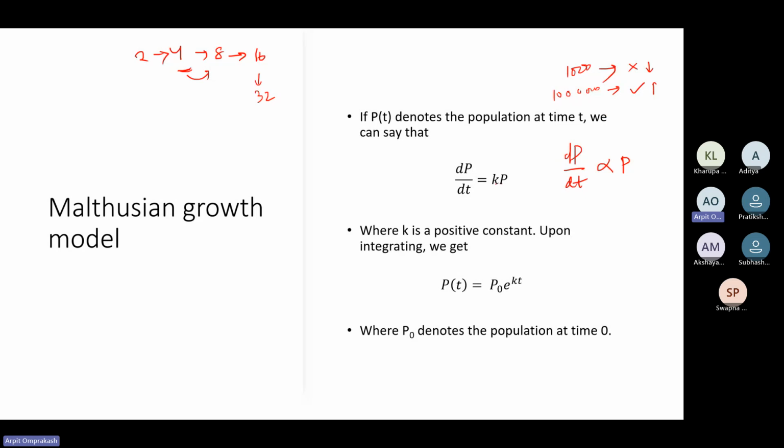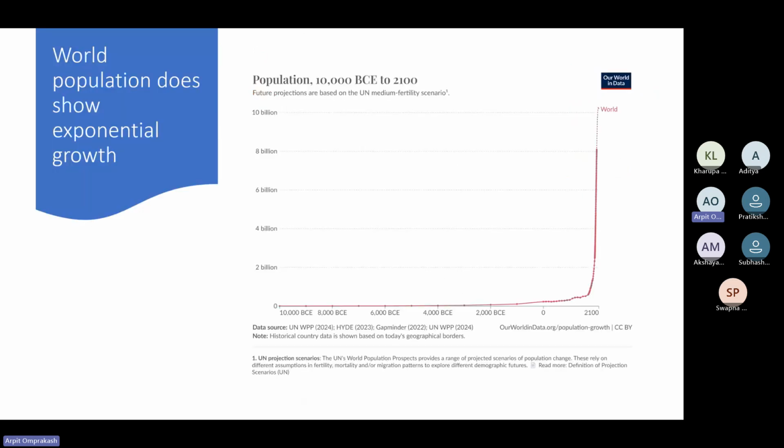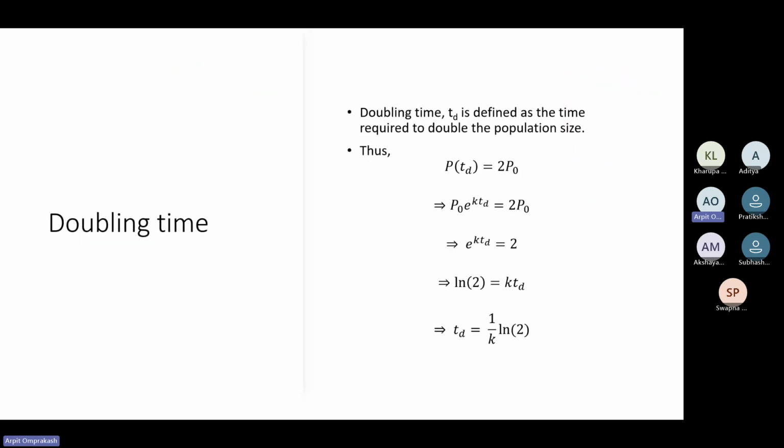So what we have done is we have put a constant k, which is a positive constant, to denote this equation. So dP by dt equal to k into P. Now, if we integrate both sides, what we get is P(t) is given by P naught e raised to the power k into t, where P naught denotes the population at time zero, and this shows that it's an exponential growth model. And we see that world population does show exponential growth. So was Malthus correct? Okay, that's a question that arises.